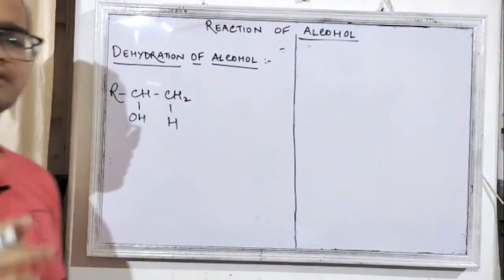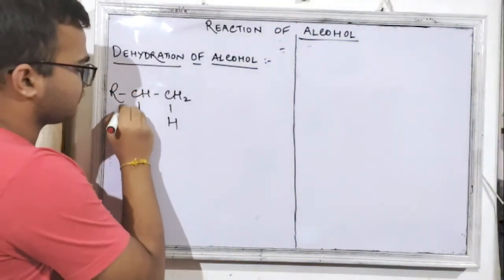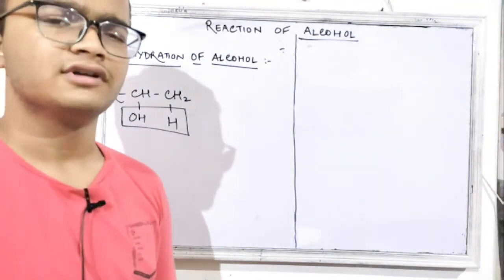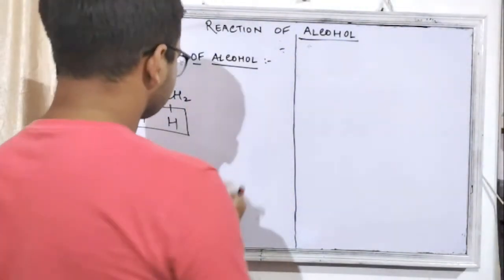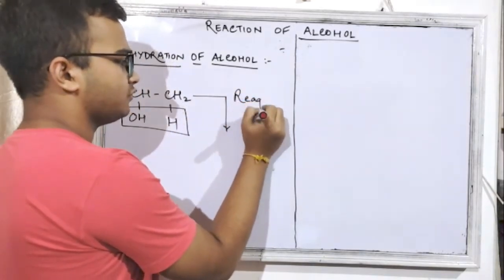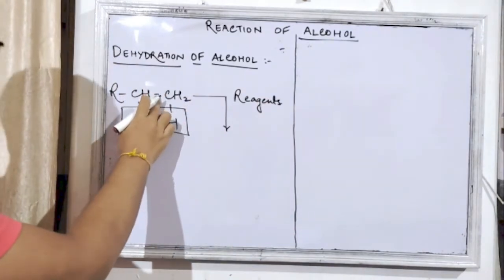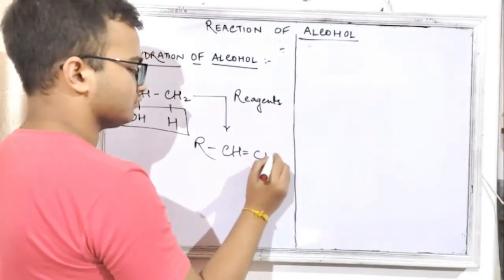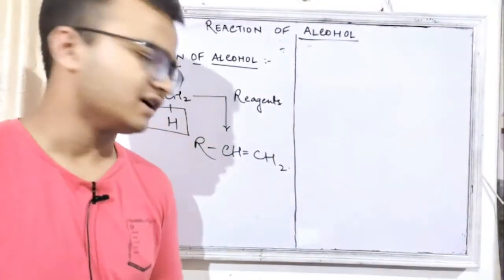Now, I told you about the dehydration of alcohol. Dehydration means removal of water. If these two things, OH and H, are removed, it results in the removal of water, because H and OH means H2O. If you give some reagents here, which I will list afterwards, these two things come out, and a bond will be formed here, so it becomes an alkene, RCH double bonded CH2. This is the basic thing which happens in the dehydration of alcohol.